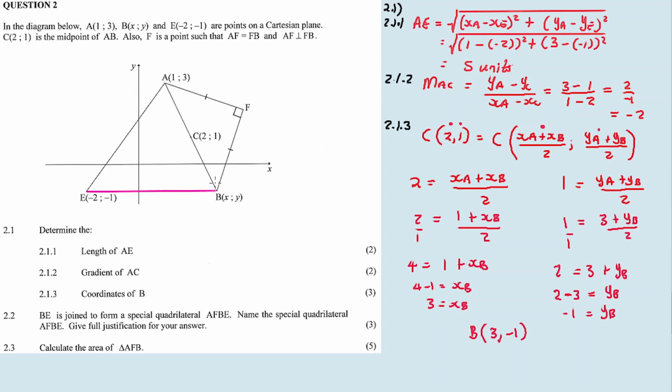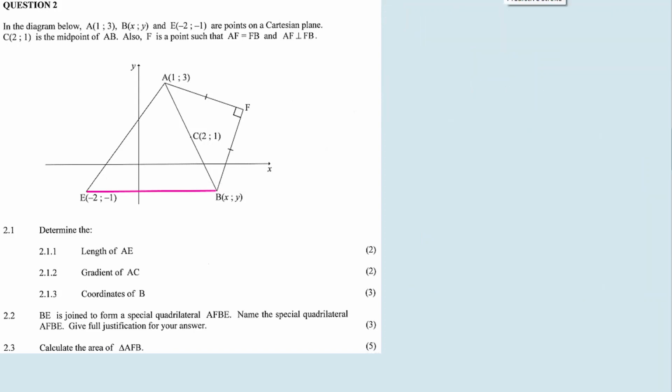What is the last special quadrilateral? Yes, a kite. This one looks like a kite, right? It looks like a kite until we prove that this is a kite. This is actually a kite. So I'm going to erase here, then we answer 2.2.